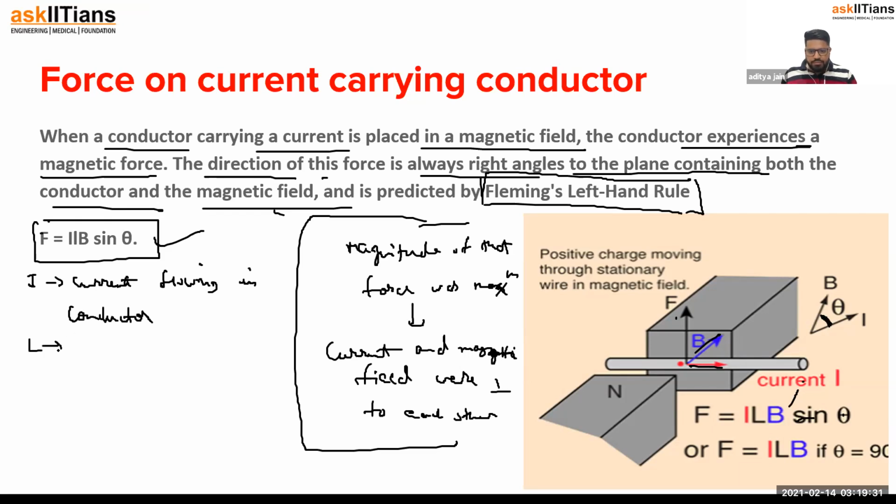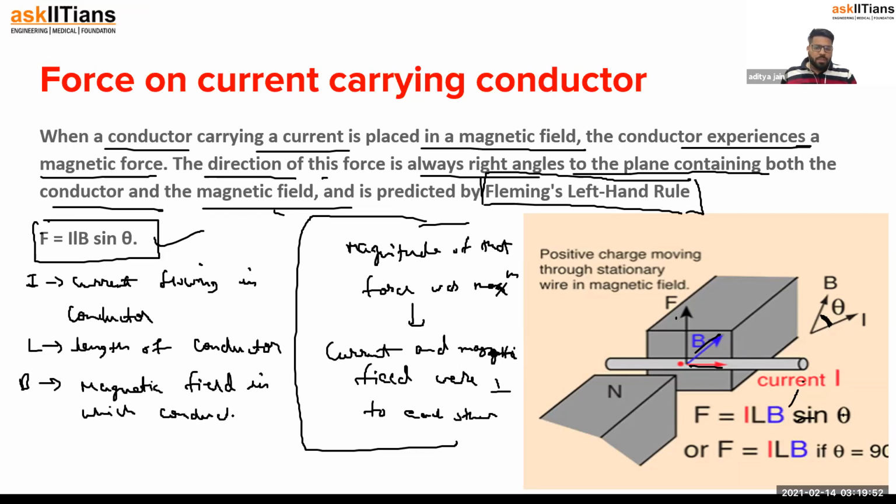What is L? L is the length of conductor. Okay. What is B? B is the magnetic field in which the conductor is kept. And what is the final term, theta?